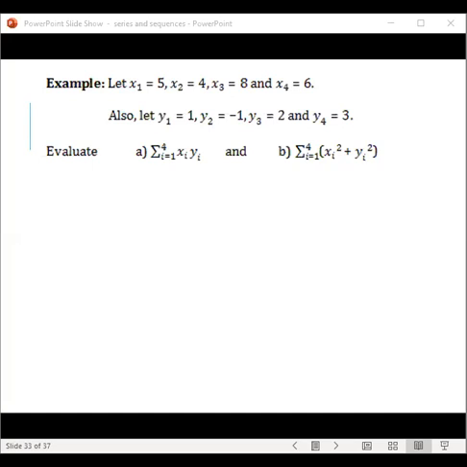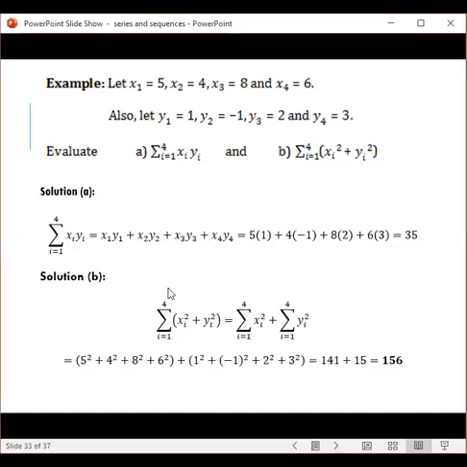Okay, let's proceed. So far, you have different answers. Let's check who among you got the correct one. So for letter A, we take note that this is a product. So meaning we cannot separate these two because we do not have a property of the separation of the sums of the product. Meaning the sum of the product is not equal to the product of the sums. Okay, so for letter A, we have here the summation of x sub i, y sub i. So that would be x sub 1, y sub 1, plus x sub 2, y sub 2, plus x sub 3, y sub 3, plus x sub 4, y sub 4.